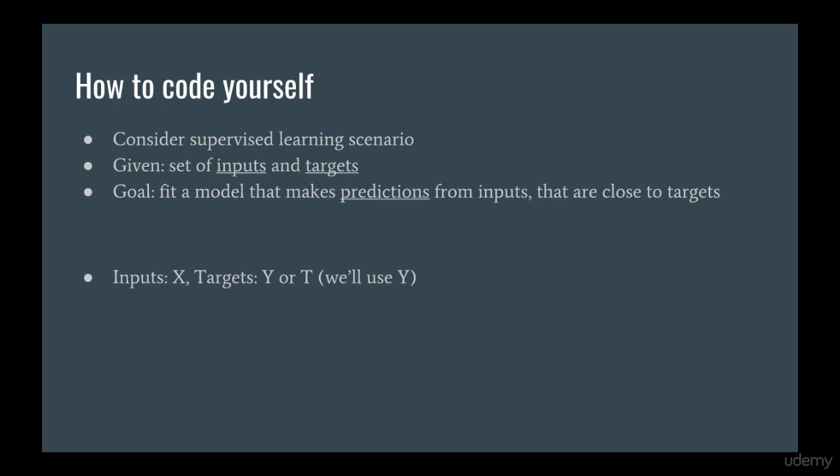Let's now talk about how to code by yourself. Consider the supervised machine learning scenario. We know that we're going to have some inputs and some targets, and we want to try to make predictions from the inputs that are very close to the targets. We typically call the inputs X and the targets Y. Sometimes we call the targets T, but for the purpose of this lecture, we'll call the targets Y.